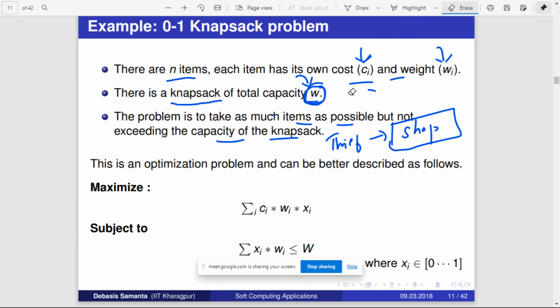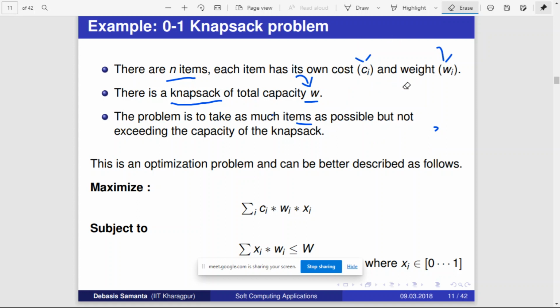So this is how the knapsack problem is defined. Probably you might have learned it in some other courses also. This is a classical problem in computer science, and there are several techniques to solve it. This is basically an optimization problem, and mathematically it can be described like this.